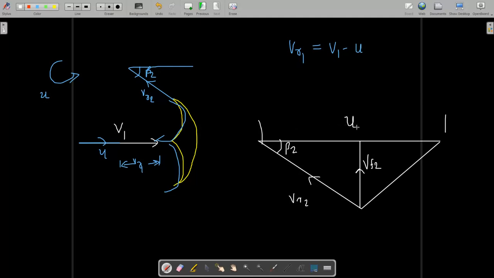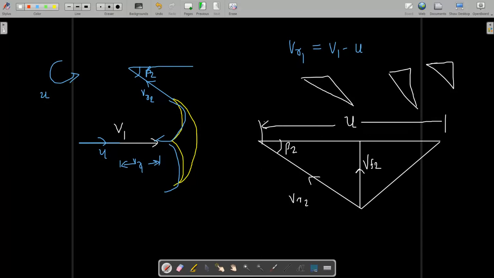This is U. Here the triangle may be of three types: this type, or this kind, or it may be 90-degree where the radial flow is there. So which type of exit velocity triangle will come here? We will find that first.